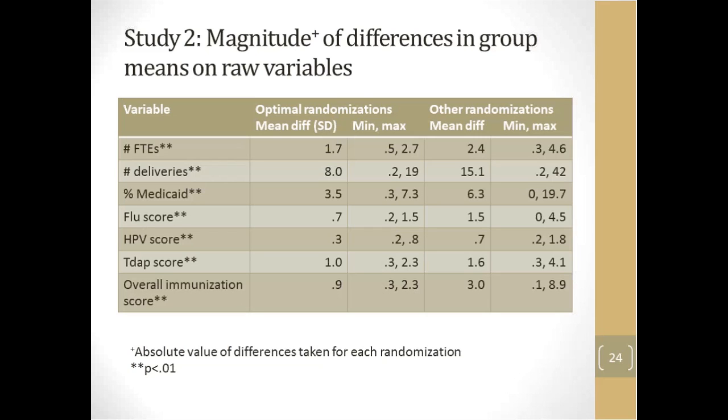And down to the overall immunization score, which was very, very important to us. A maximum difference of 2.3 in the optimal group and as high as 8.9 in the other group. So tremendous improvement in what could have happened by using this procedure and limiting the set of possible randomizations.